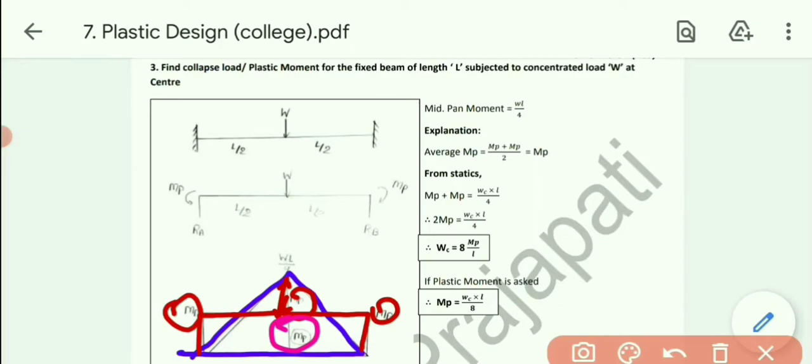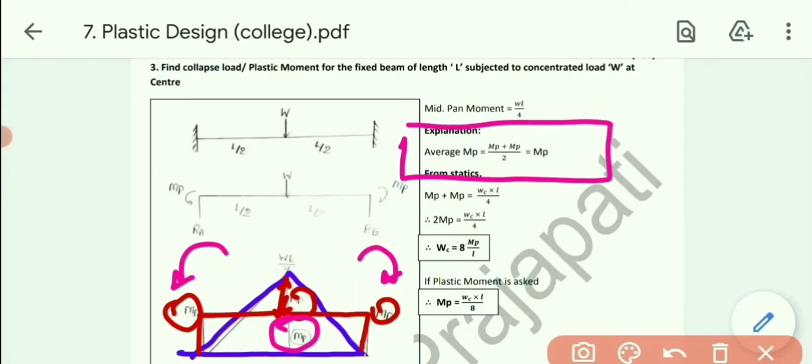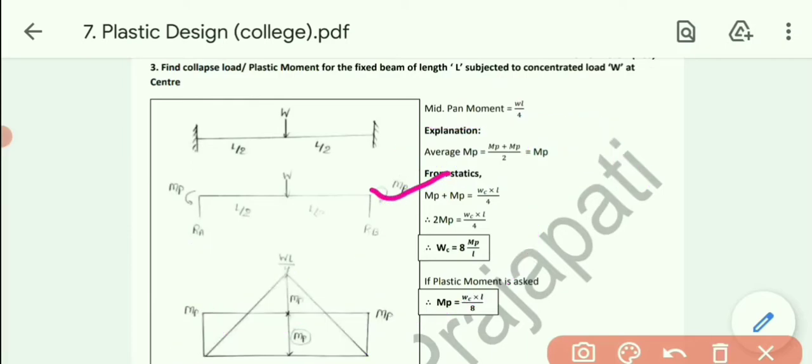So by using the average method, left hand side moment plus right hand side moment divided by 2. So average MP equals left hand side MP plus right hand side MP divided by 2. So ultimately 2 MP by 2, so I will get the value MP. So this MP will be obtained like this. Now from statics, this MP plus this MP equals the total moment.